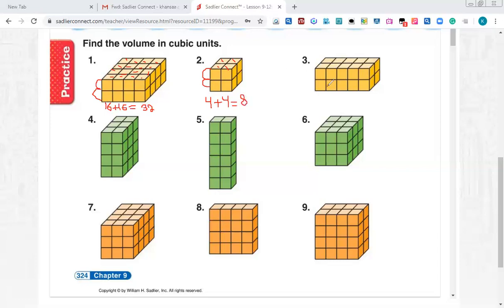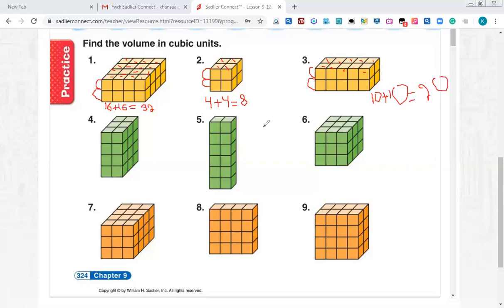Let's go to number 3. The same. We have to count how many cubes we have in the top layer. 1, 2, 3, 4, 5, 6, 7, 8, 9, and 10. So here we have to write 10. How many layers do we have? Let's count. 1, 2. We have two layers, so we add 10 two times, equals 20.